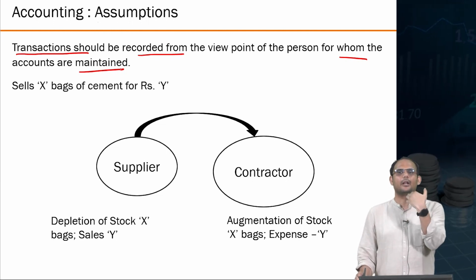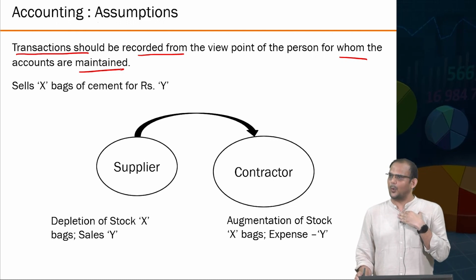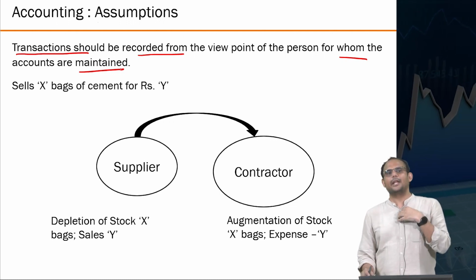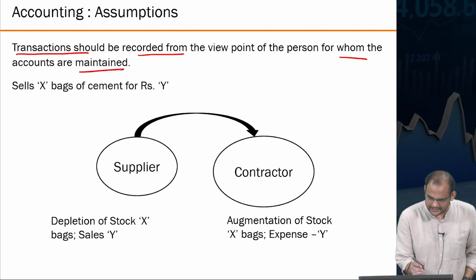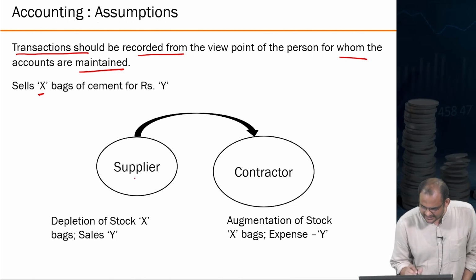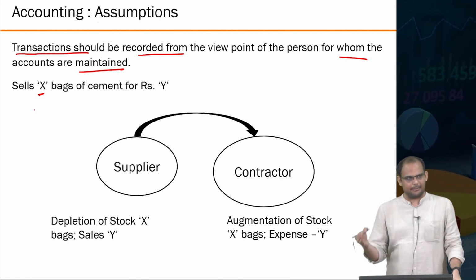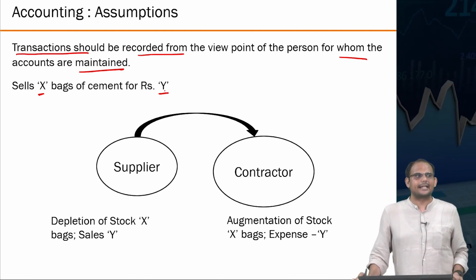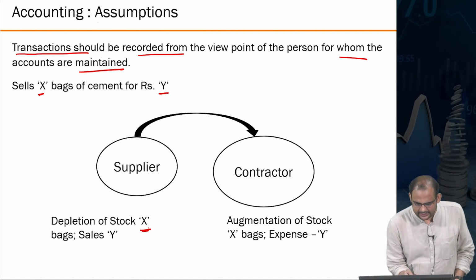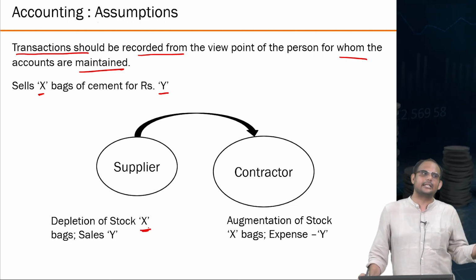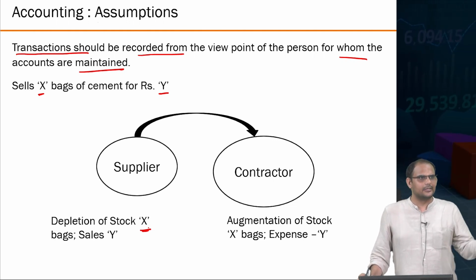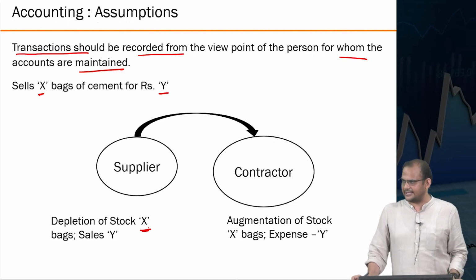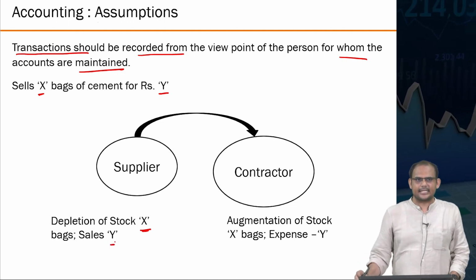A company, when they report the balance sheet, they maintain it from their own perspective. They will not report it from their vendor's perspective. They report from their own perspective, right? A simple example is here. For example, a supplier sells X bags of cement for rupees Y. So on the supplier side, what has happened? The stock of cement bags that existed was an asset for the supplier because he could generate future revenue on that. There is a depletion in the stock of quantity X, but then there is a sales of quantity Y.